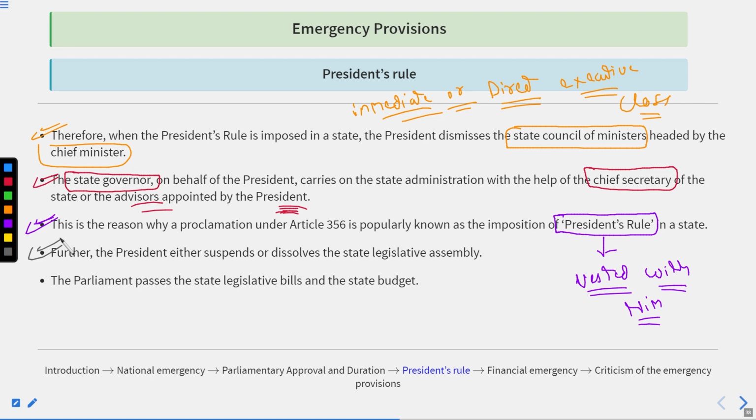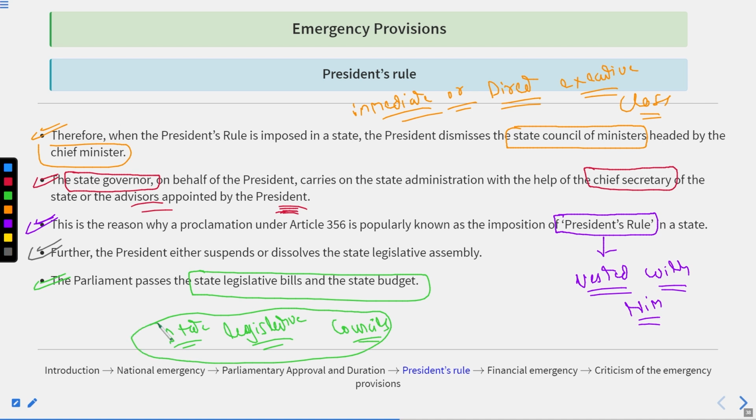Further, the president either suspends or dissolves the state legislative assembly. The parliament passes the state legislative bills and the state budget, because right now these things could not be exercised by the normal state legislatures, because they are dissolved or suspended. Okay, remember, state legislative councils could not be suspended. Only the legislative assembly will be suspended.